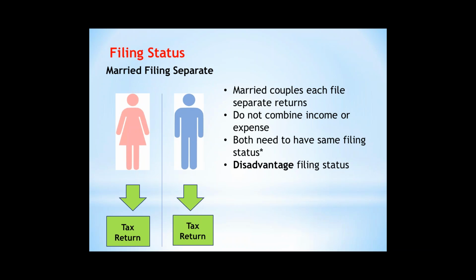So there is married filing separately, though. If there is a married couple, they do not have to file married filing jointly. If they do married filing separately, that's exactly what it sounds like. There's a tax return for each of them, and the couple's income is not combined.